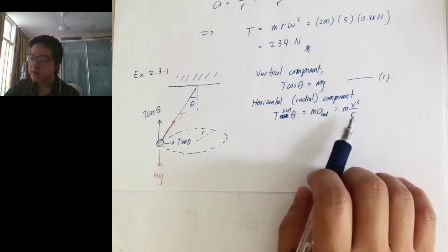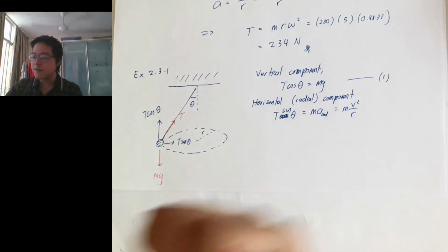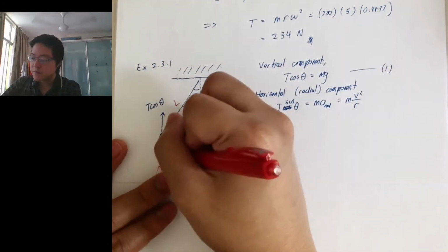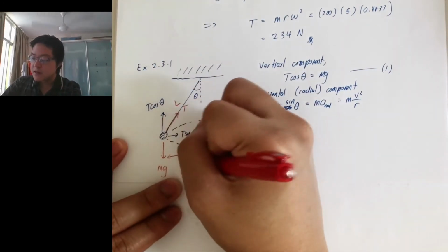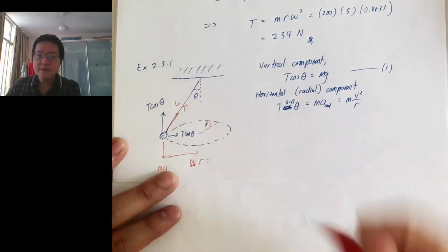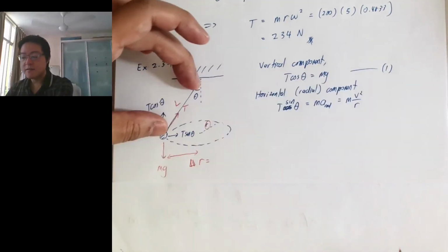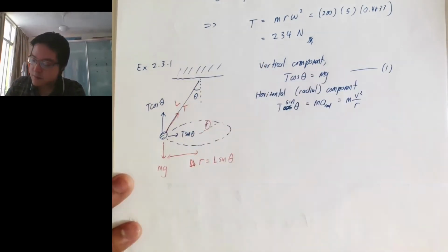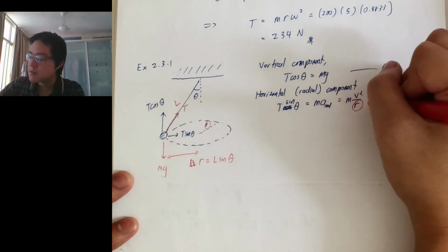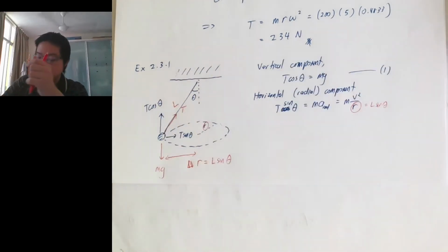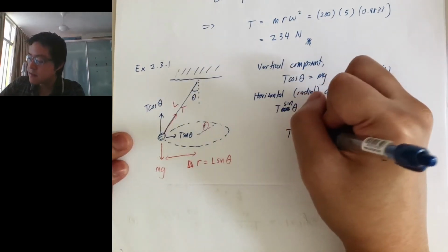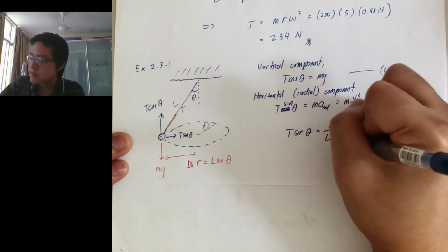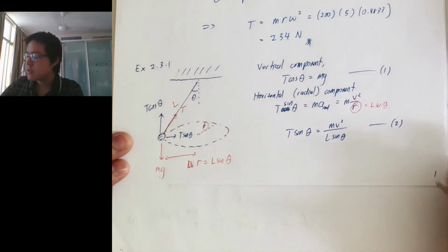So let's get r first. So what is the formula for r? The question only gave you the L, right? So from here we can determine the radius of the circular motion, which is just L sine theta, correct? So r is equal to L sine theta. So from here I got the equation T sine theta is equal to mv squared over L sine theta. So I got my second equation.